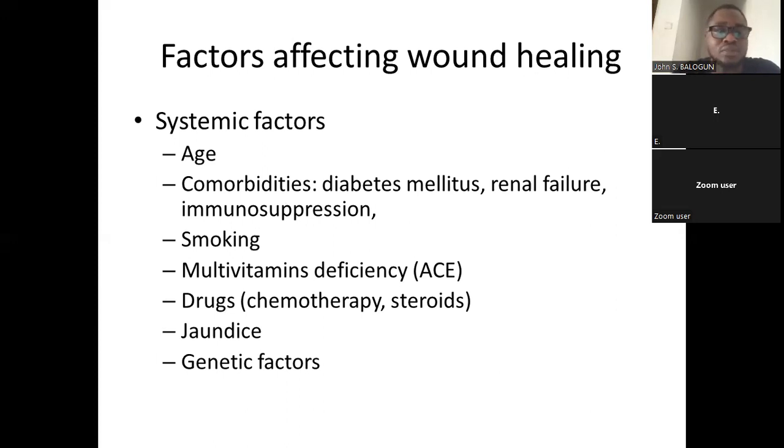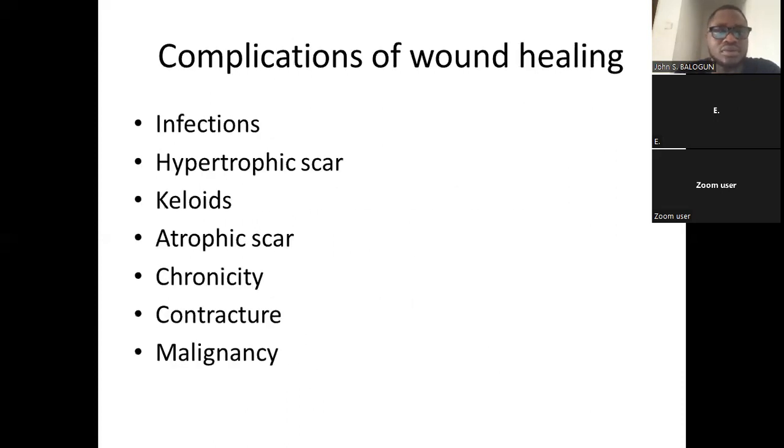Smoking, how does smoking affect wound healing? It causes vasoconstriction, and the damaged tissue may not have enough oxygen for wound healing. Some of the complications of wound healing: infection, hypertrophic scar, keloid, atrophic scar.